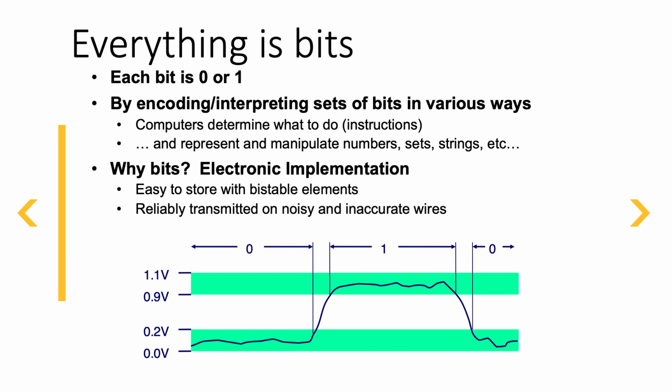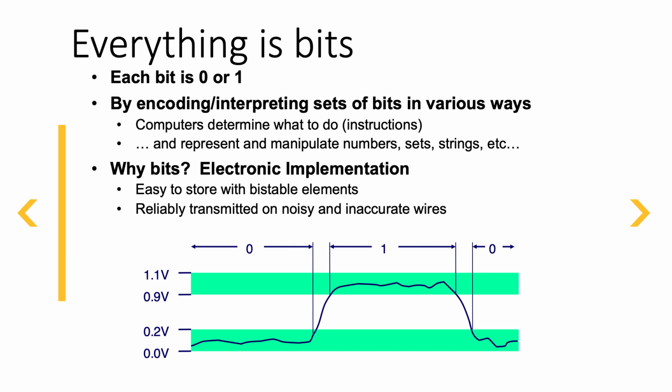We have these ones and zeros, and how we interpret them is up to us. Computers can use these bits to determine what to do. We can encode instructions in binary, and we can represent and manipulate numbers, sets, strings, and so on. This is why something this simple turns into all these wonderful and complex things that computers do. It all rests on storing and interpreting information as a series of zeros and ones.